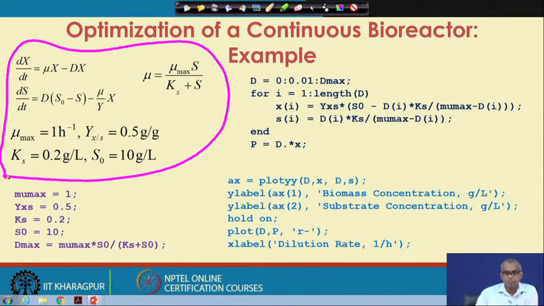So, we are taking this example. We have the biomass equation, we have the substrate consumption equation, and the data are given. Mu max equal to 1, the inverse yield is 0.5 gram per gram, meaning gram biomass per gram substrate, Ks is 0.2 gram per liter, and the substrate concentration in the feed stream is 10 gram per liter.